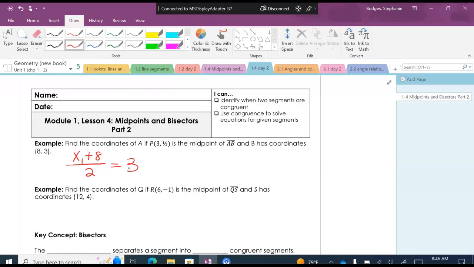Everybody ready? When I multiply this by 2, this divided by 2 and multiplied by 2, those cancel each other out, okay? That leaves me with just what's left at the top of that fraction, the x sub 1 plus 8. And then I'm going to multiply 3 times 2 over here, which gives me 6.